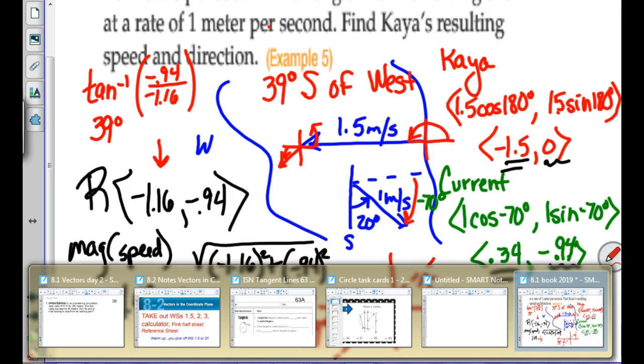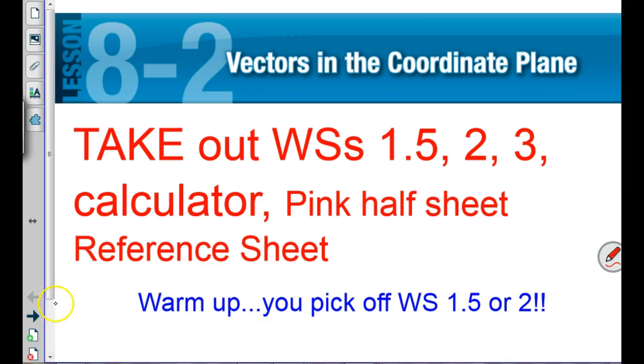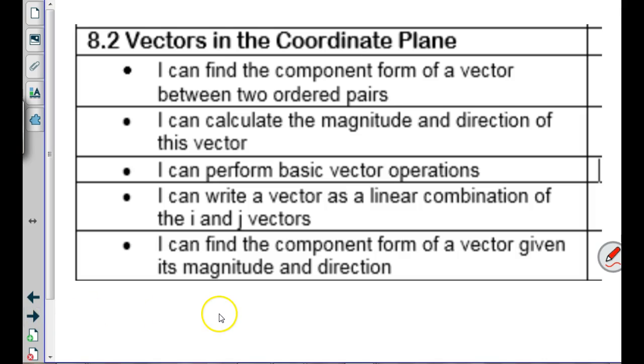Going back to today's stuff, we are going to start with our learning targets today. I will tell you that this finding the component form is definitely on the quiz. Calculating magnitude and direction. Okay, we've already talked about this, but it's on the quiz. Basic vector operations is on the quiz.